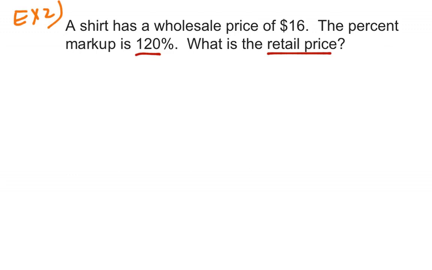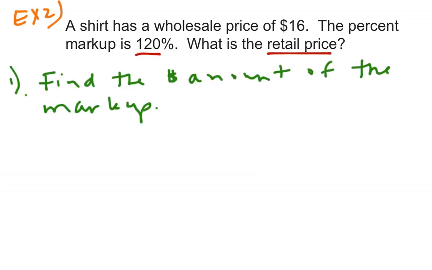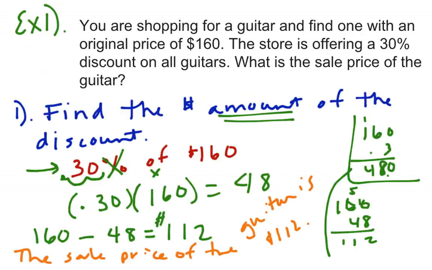It's not going to be $16. It's going to be something more than that. So it's going to be 120% more than that. Then you're going to add that to the wholesale price. So step 1, I have to figure out my markup. Step 1 for markup is exactly the same as step 1 for discount. Find the dollar amount of the markup. The discount was find the dollar amount of the discount.